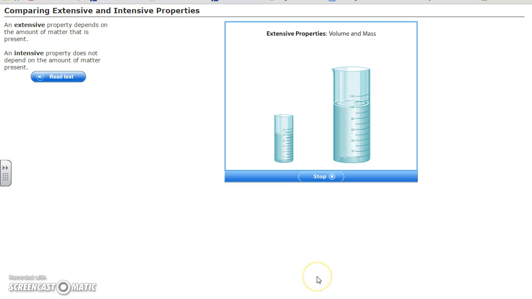Extensive properties depend on the amount of matter that is present. For example, the volume of water in a small beaker is 25 milliliters, and the mass of that water is 25 grams. The volume of water in the large beaker is 100 milliliters, and the mass of that water is 100 grams.